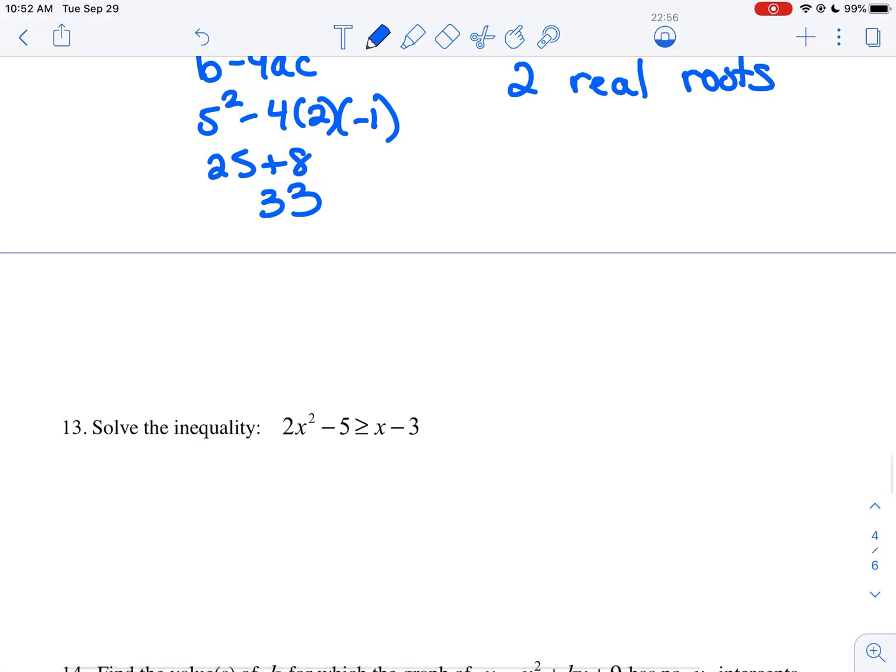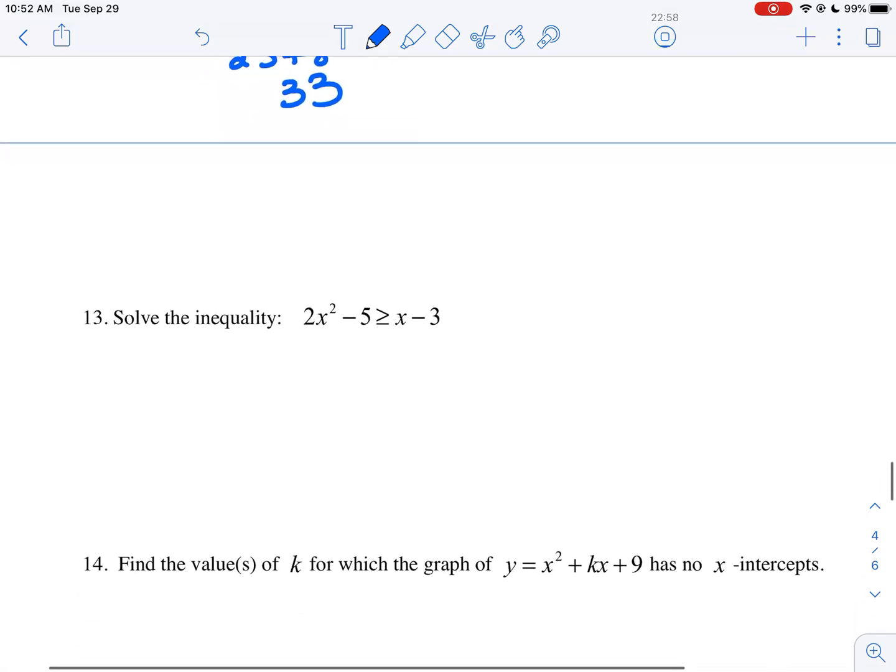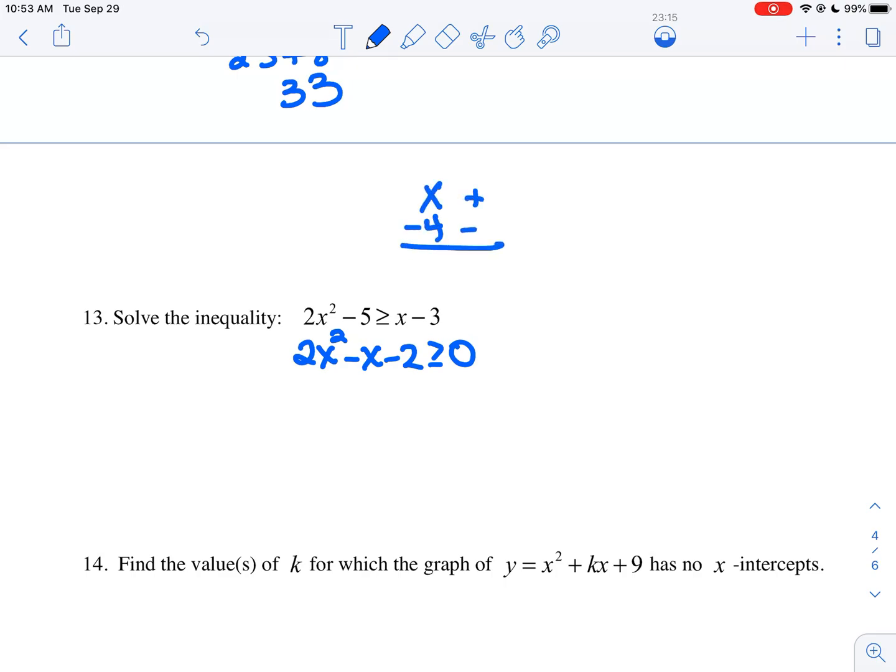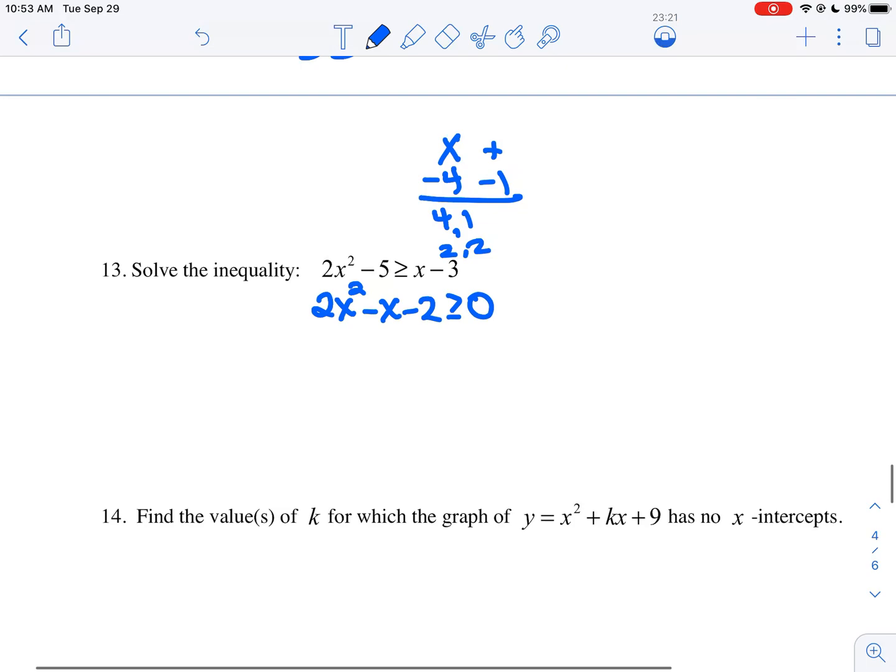All right, number 13. It says solve the inequality. So when you want to solve a quadratic inequality, you get everything on one side and 0 on the other. So this one, it doesn't factor. It doesn't take too long if you're looking for two numbers that multiply to negative 4 but add to negative 1. You got 4 and 1 and 2 and 2. None of those will work. So it's a nice combo. We need to do our quadratic formula.